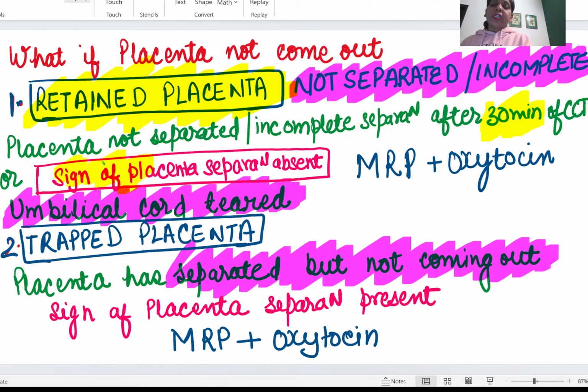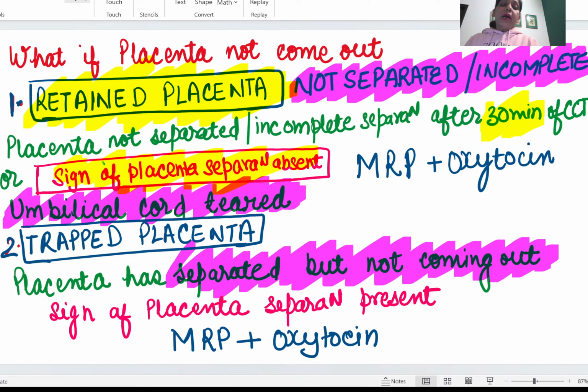And this was a question in the NEET PG. The placenta was not separated and the umbilical cord tore. What do we do if the placenta does not separate? It is quite obvious we give a bit more traction, and due to that increased traction, the umbilical cord tears. Now if the placenta is not coming out after 30 minutes, what is the treatment?